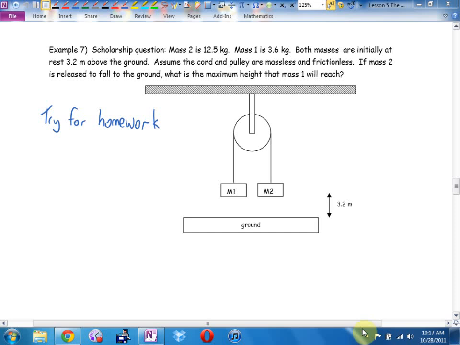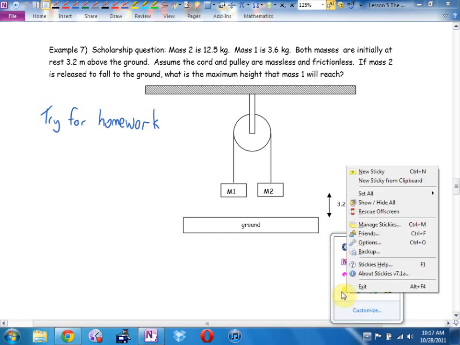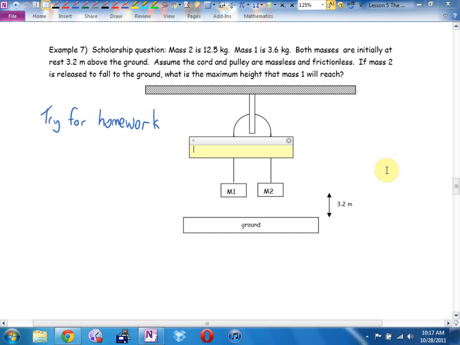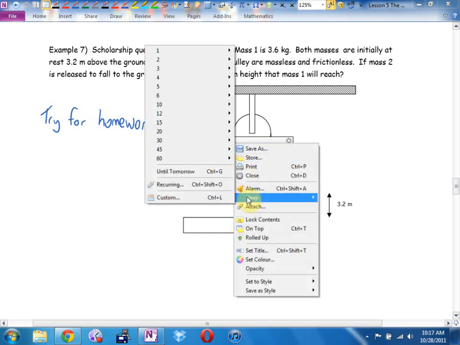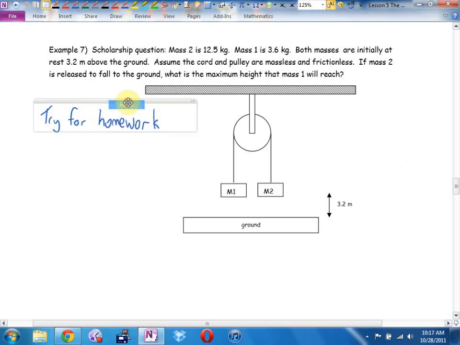Right click, new sticky, complete physics scholarship question, and email out the solution. Sleep for, oh, let's sleep for about 6 hours. I'll do it tonight and I'll send out the solution. I don't have time to do it and get through today's lesson, unfortunately. I wish I did. Or I'll do it at lunch today if I think of it.